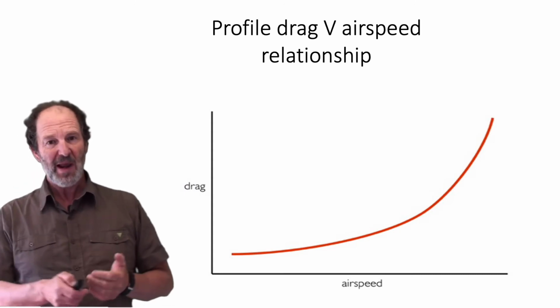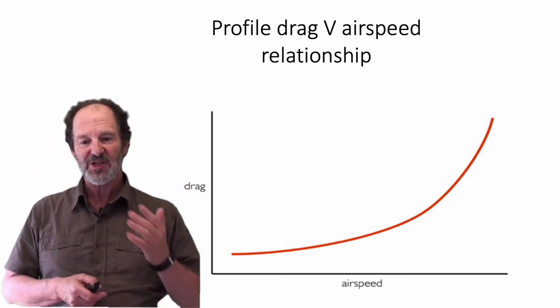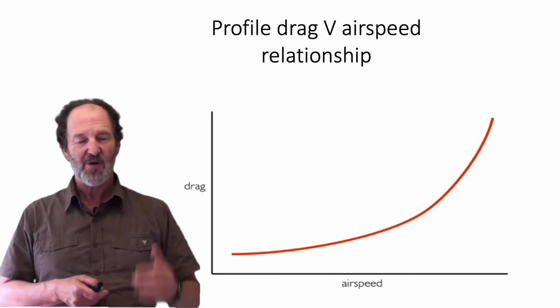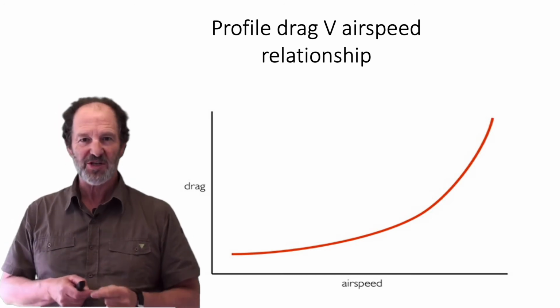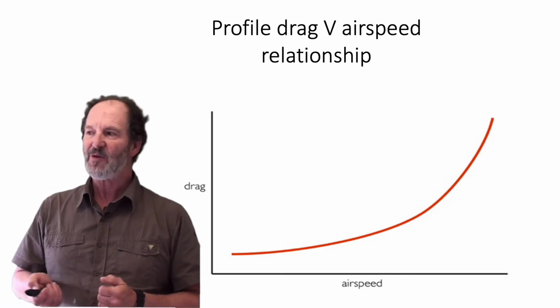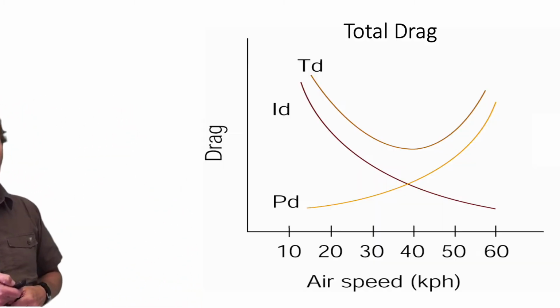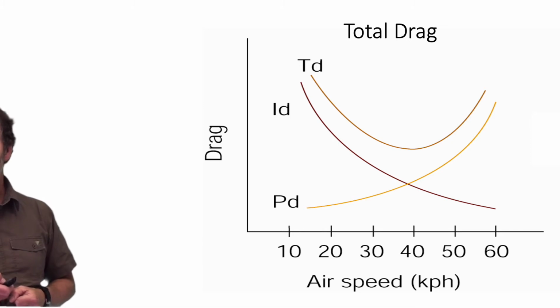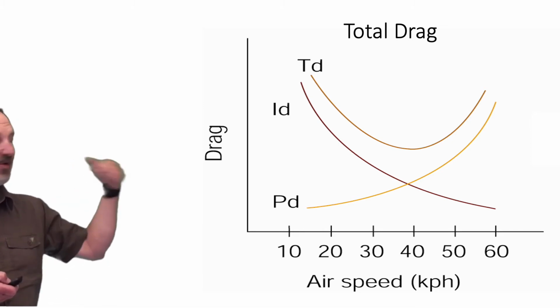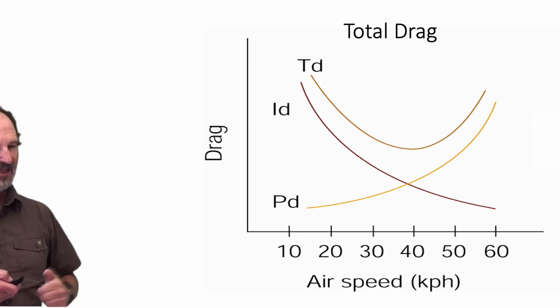Now then, you're probably well ahead of me in this. So you've got profile drag happening, which gets worse as you go faster, and you've got induced drag happening, which gets worse as you go slower. So we put them both on the same graph. Here we've got the induced drag and the profile drag, and when we get them both together, we get the top curve there, which is the total drag. So that's all the drag operating.